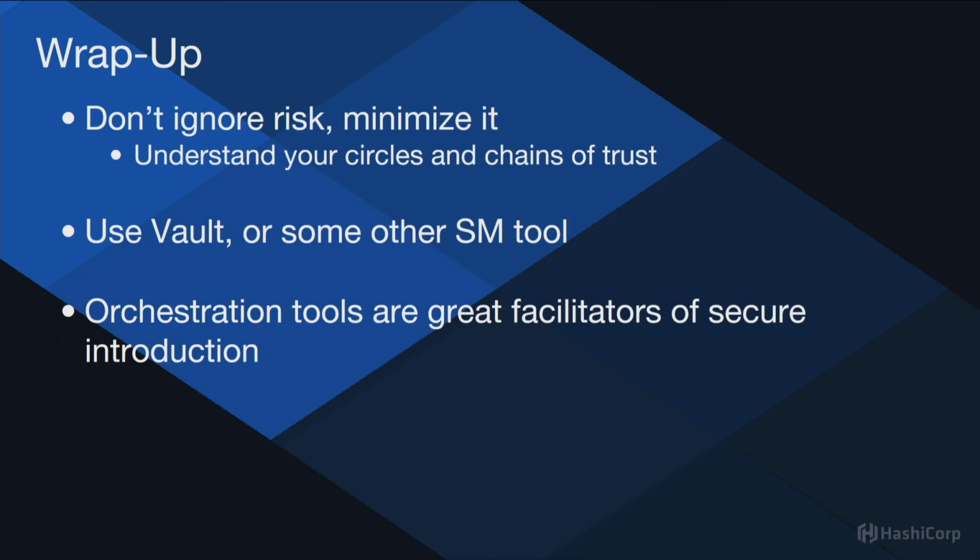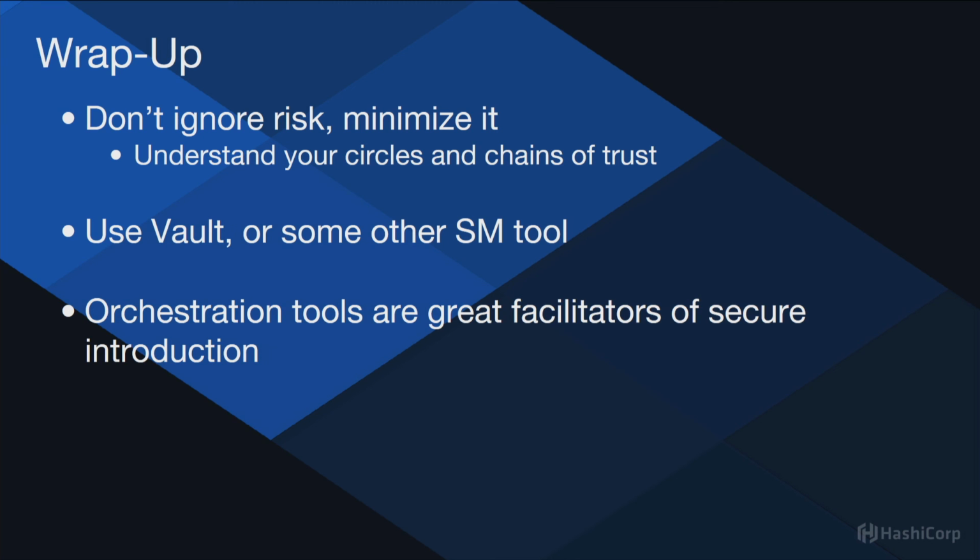All right, so wrap up. Don't ignore risk, minimize it, right? Risk is security. Managing risk is security. Your organization needs a security policy. You need to base it on your risk tolerance and where your risk vectors are. You need to figure out your circle of trust, your chains of trust, and then you need to decide, okay, now that we know who we can trust, and we know where we need to get things around, how can we protect it? And maybe it's through using Nomad and Vault.